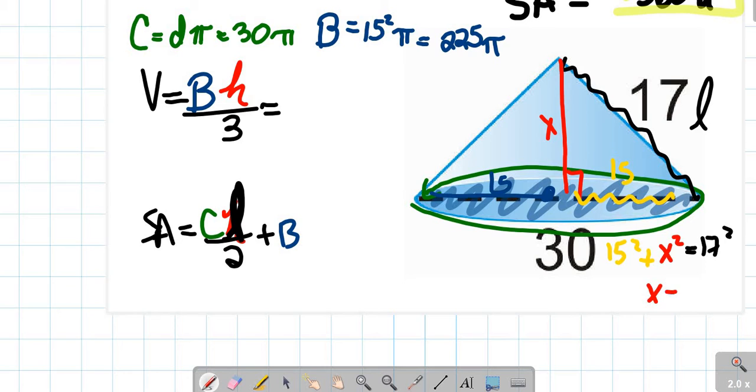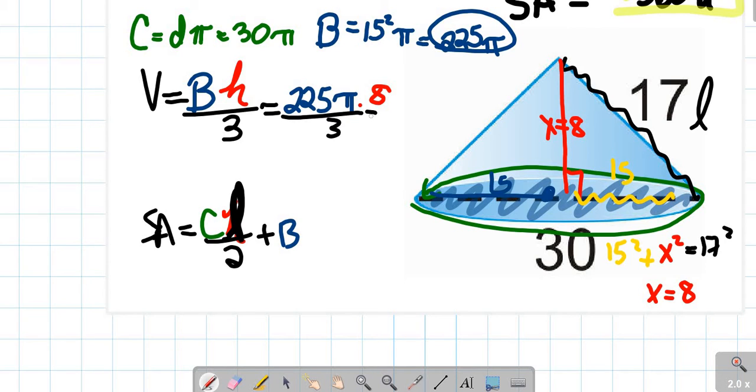You should have gotten your x equals 8 there, Esther. So volume is area of the base. Remember, it's area, so that's the 225 pi times your height, which is 8 over 3. Now, there's two versions of this. There's called the exact terms version and the decimal version.